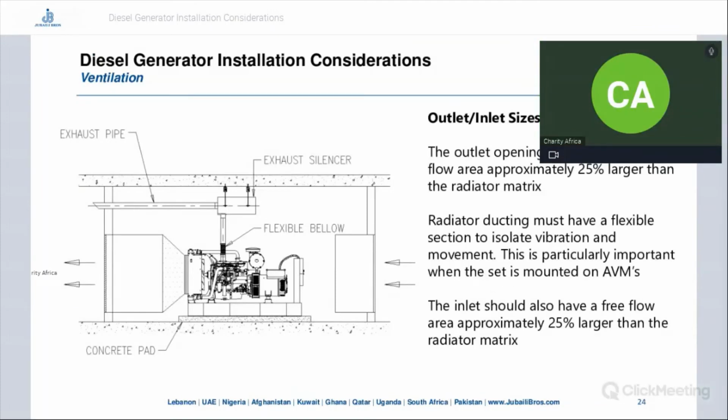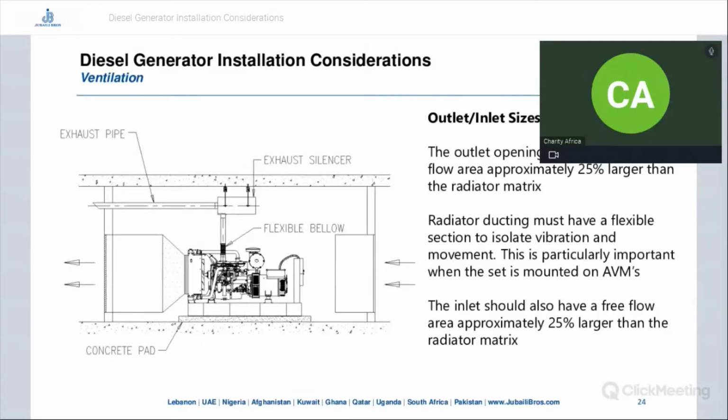For the outlet and inlet sizing, the outlet opening should have a free flow area approximately 25% larger than the radiator matrix. Radiator ducting must have a flexible section to isolate vibration and movement. This is particularly important when the set is mounted on the AVMs. So this is the flexible section of the radiator ducting. The inlet, same as the outlet, should have a free flow area of approximately 25% larger than the radiator matrix.